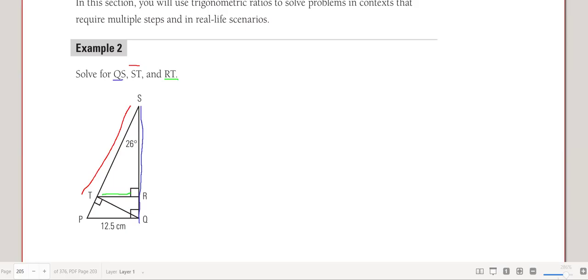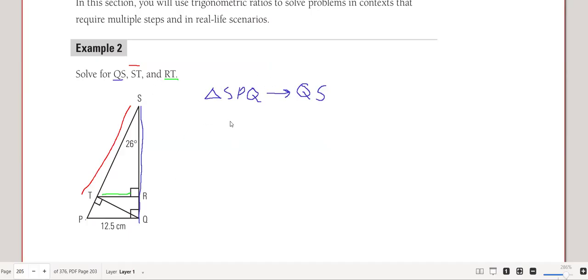So here's what I know. I'm going to try and find, I'm going to use blue here for QS. So I'm going to use triangle SPQ to find out what QS is. And if you're wondering what this triangle SPQ thing is, well, these three points make a triangle, that triangle.